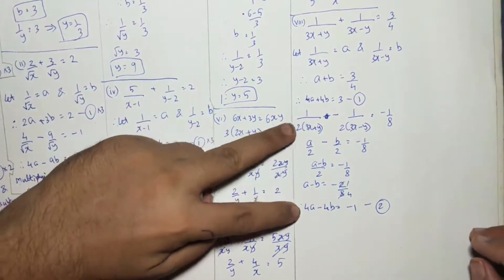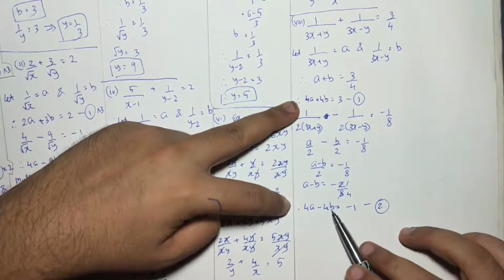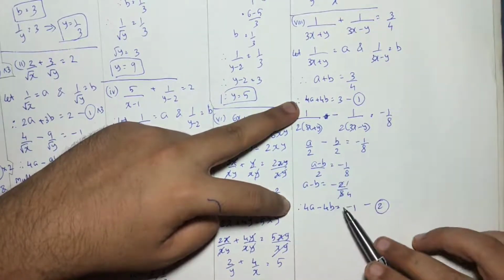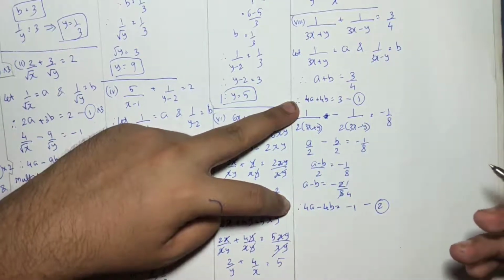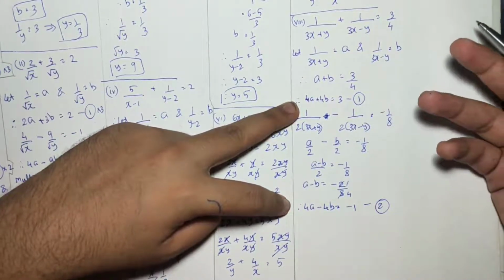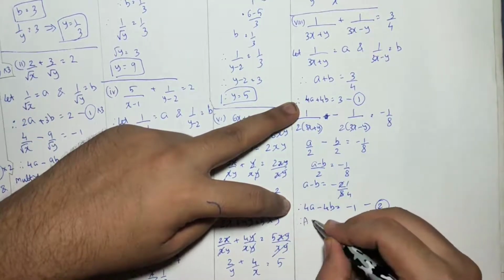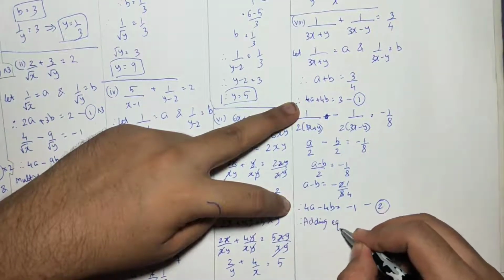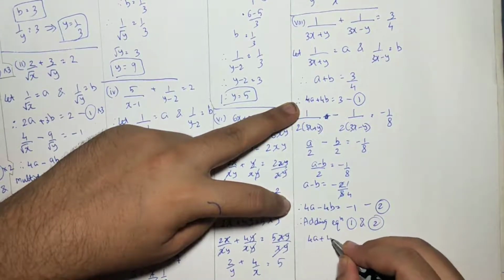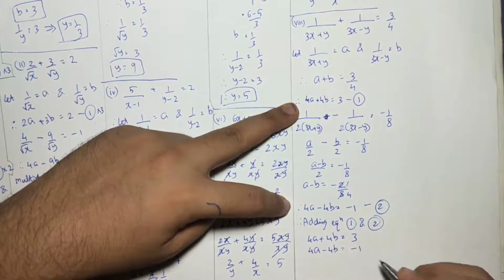If you can see both the equations, you can see there is the b. b is having same coefficient and their signs are also opposite. One is positive, one is negative. So no need to multiply any equation. Directly you can add them. The b will get eliminated. Therefore, adding equation 1 and 2, 4a plus 4b equals to 3, 4a minus 4b equals to minus 1.